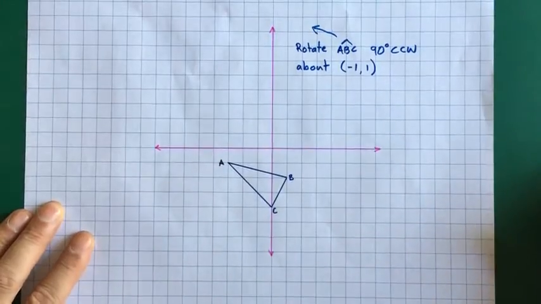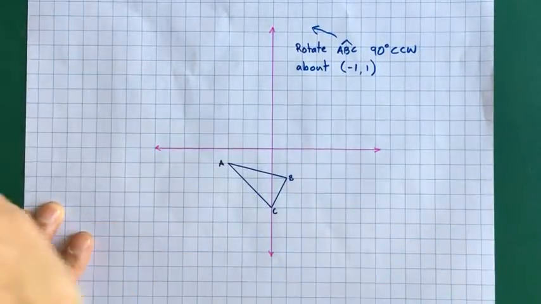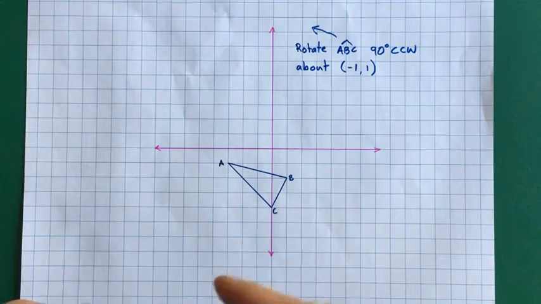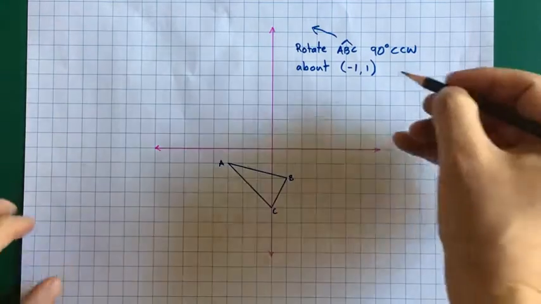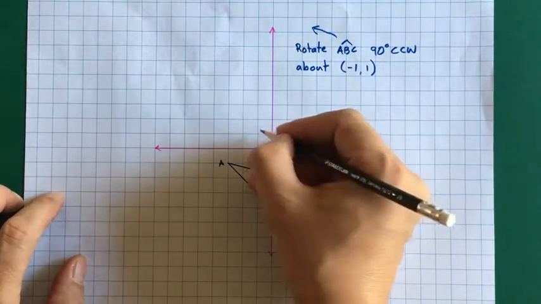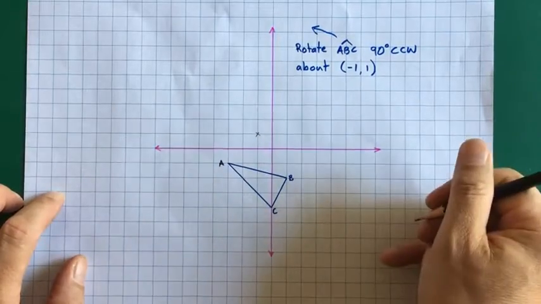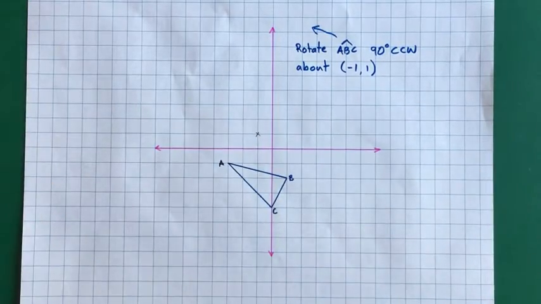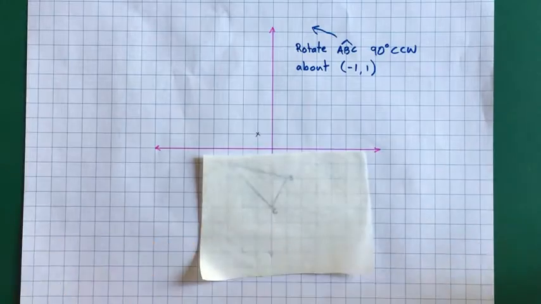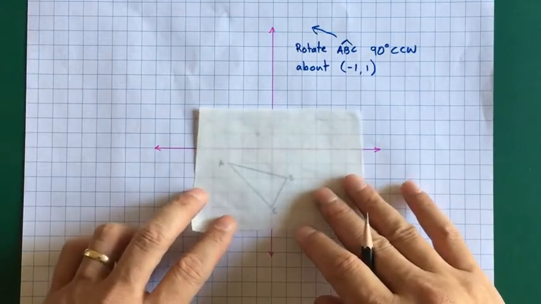So make it a little bit simple, yeah? The first step in this kind of problem is to establish where the center of rotation is going to be. In this case, I've given the coordinate as -1, 1. So here is going to be the center of rotation. Second step is I would always get some tracing paper to do my rotations. Makes everything so much easier.